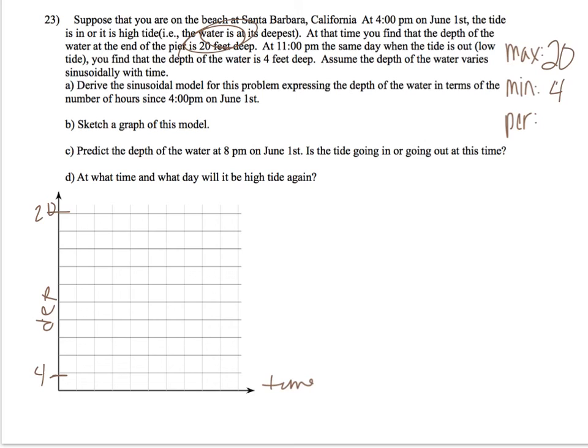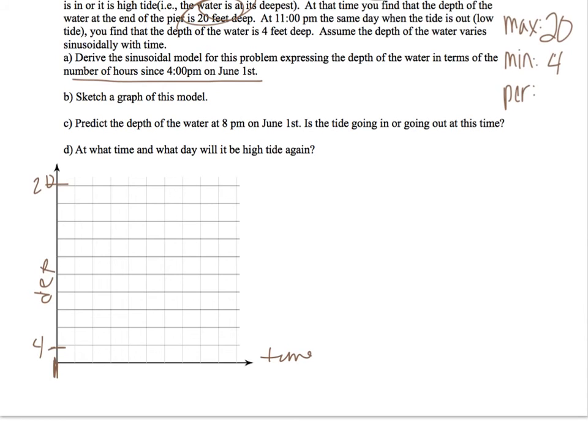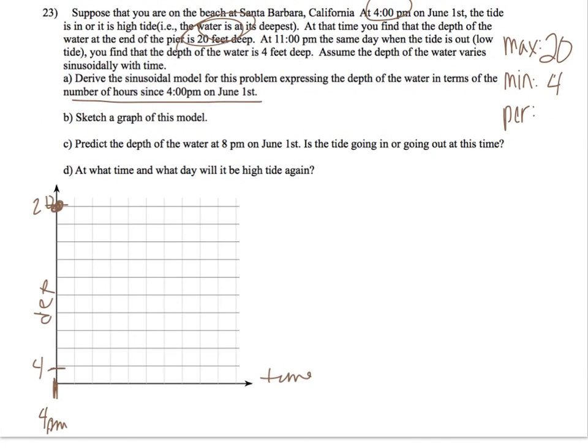We know 4 o'clock is our time. That's when we want to start. The number of hours since 4 o'clock, that's our 0 hour: 4 o'clock p.m. So that's our 0 hour, and we're at high tide at that moment. Since it's starting high, we know this is going to be a cosine model, and it's going to be a positive cosine.